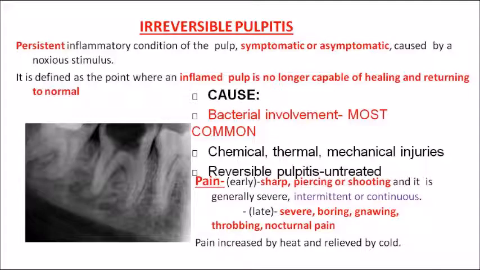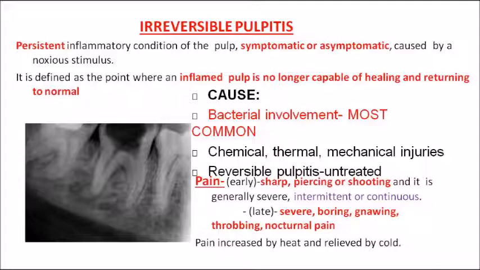The causes can be bacterial involvement, which is the most common cause you can see. Other causes can be chemical, thermal, mechanical injuries, or untreated reversible pulpitis. Now for pain: if it is an early condition, then the pain will be sharp, piercing or shooting type.